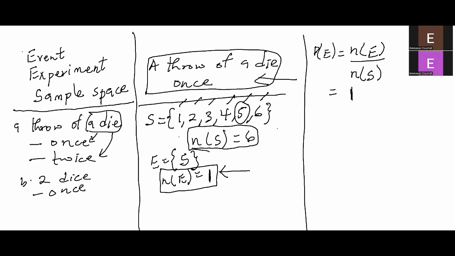Now, I'll bring my over sign. So the number of events is 1. And then I have to bring the number of sample space also below. So the number of events goes to the top, my over sign comes, and the number of sample space comes down. So what will be my number of sample space? Which is 6. So I'll bring my 6 here.